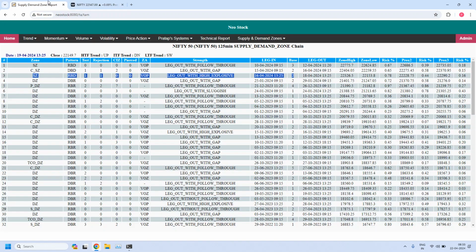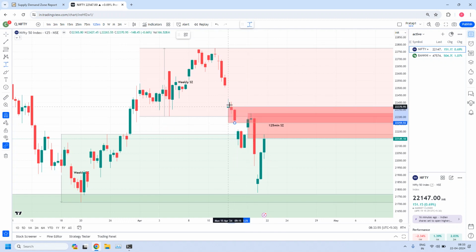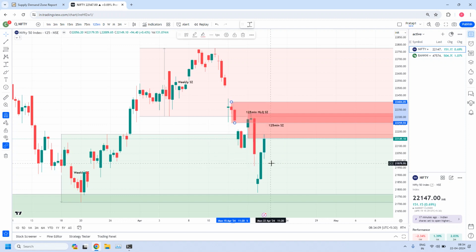But the high liquidity zone we should give more importance from now onwards. We have a high liquidity supply zone already tested once. This is 15.4, 9.15. 2 base candles. This is the one, 15.4, 9.15, 2 base candles. This is a LOTL zone. 125 minutes high liquidity supply zone.